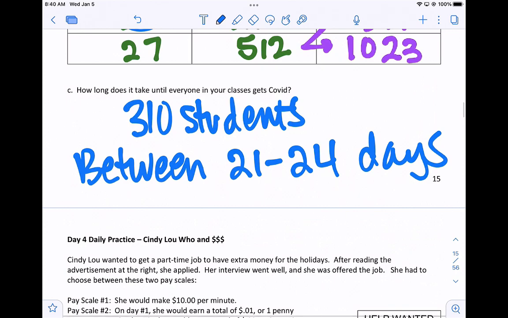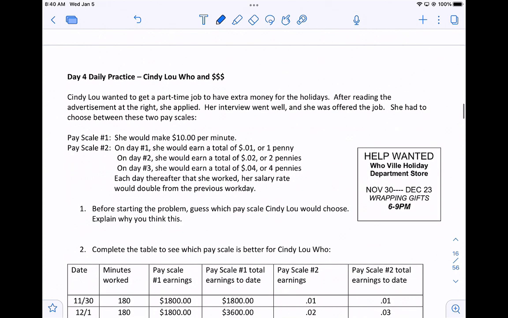So with that in mind, we're going to take a look at the Cindy Lou Who problem, and this will be your assignment. It says, Cindy Lou wanted to get a part-time job to have extra money for the holidays. After reading the advertisement at the right, she applied. Her interview went well, and she was offered the job. She had to choose between 2 pay scales.